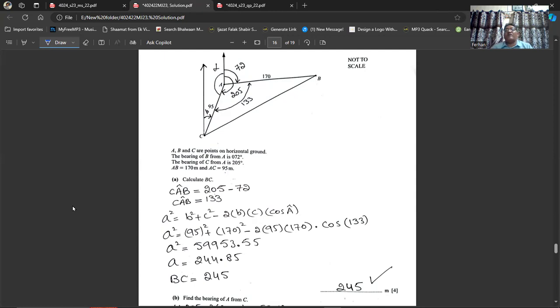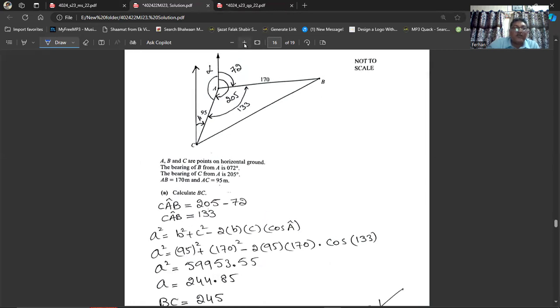And I will apply the law of cosine, or cosine rule. It says A square is equal to B square plus C square minus 2BC cos of A. So A square will be equal to 95 square plus 170 square minus 2 multiply 95 multiply 170 multiply cos of 133. So that will be 59953.55. Take square root on both the sides. So the A value will be 244.85. So that means the BC is 245 meter.